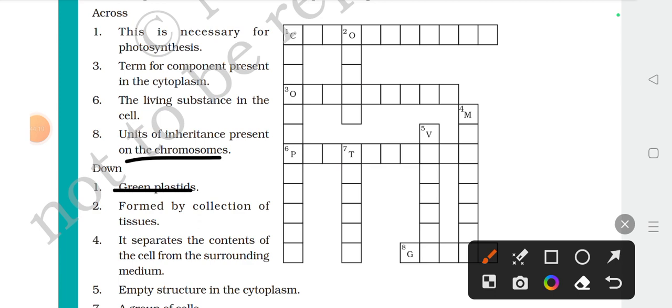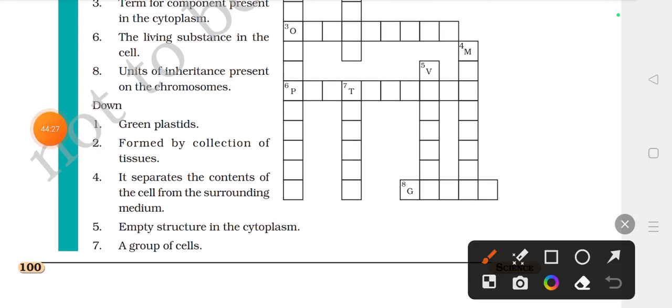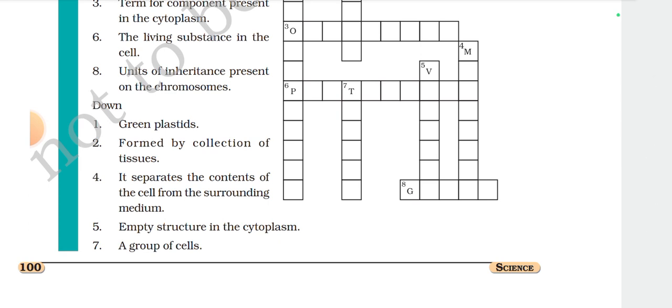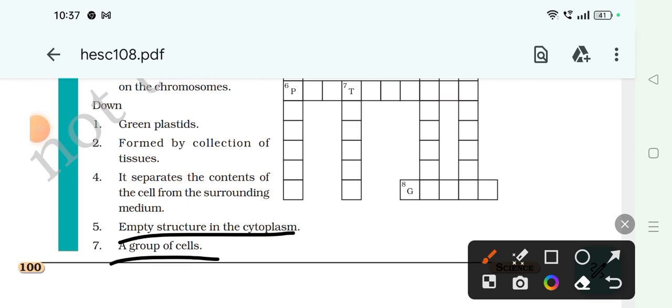Green plastid: chloroplasts. Formed by collection of tissues: organ. Separates the content of cell from the surrounding medium: cell membrane or cell wall? Membrane, it's membrane. Then what? Empty structure in cytoplasm? Of course, vacuole. Group of cells? Tissue.